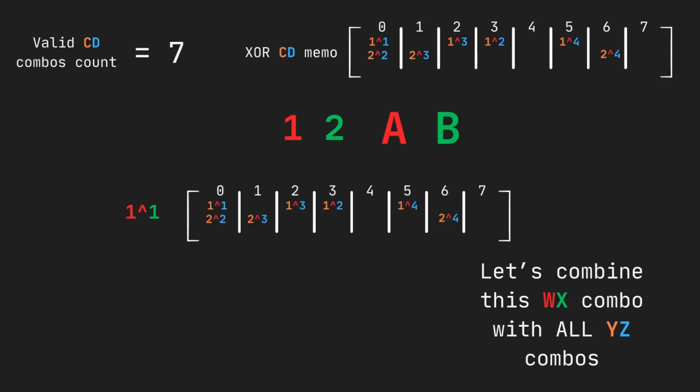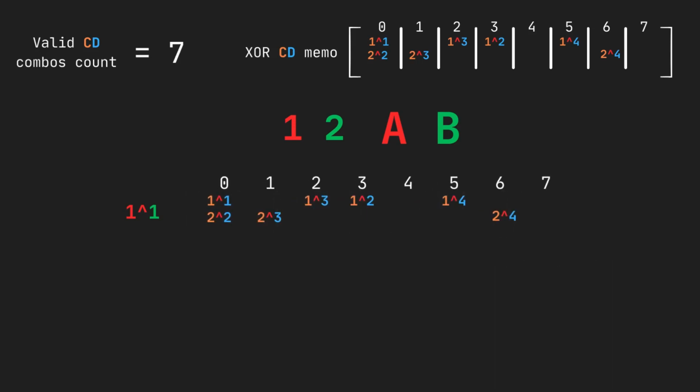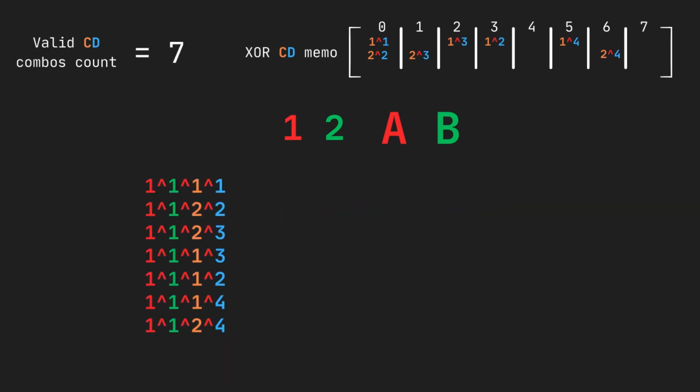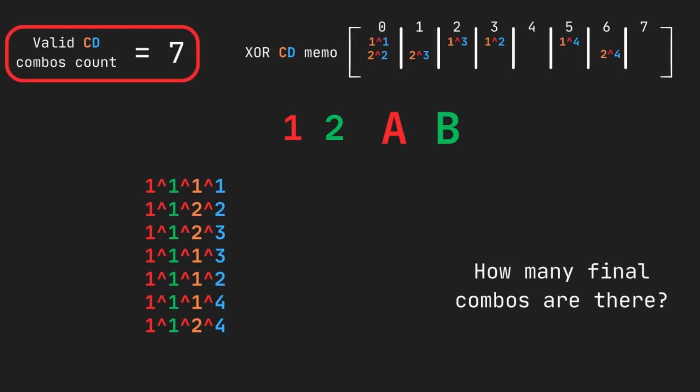And this is what it looks like. I'm just going to clean up the list a little bit, and we're going to combine them. And here's what all that looks like together. Now, the question here is, how many final combos are there? You might intuitively say, well, it's 7, because we had 7 total, and each one is being appended to the 1 XOR 1, and you'd certainly be right. We just look at our combo count, and that's how many there are.